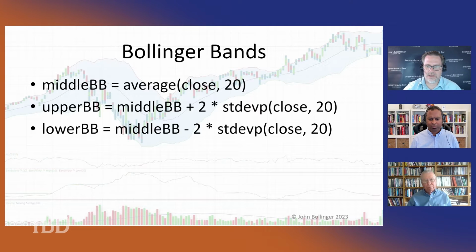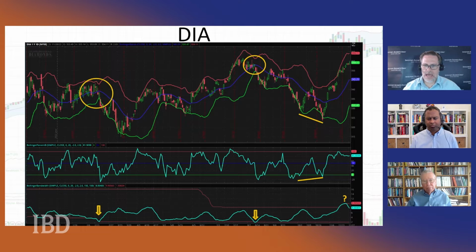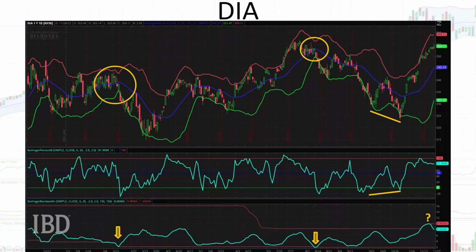And of course, for those stats geeks, that tells you that most of the action is going to be in between those bands. But as you said, it's really about where you're at within the band. So here's the DIA, which is the Dow Jones Industrial Average. What is it that you're looking at here, and how do you use these bands?